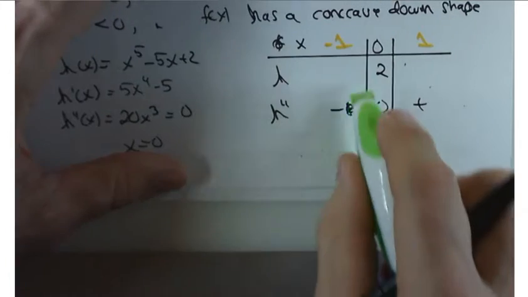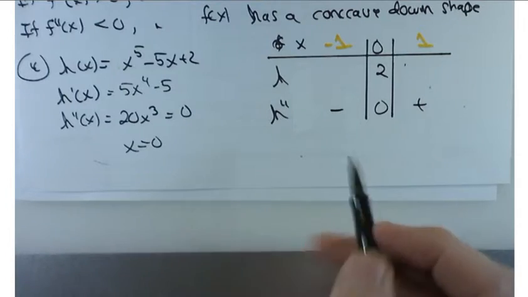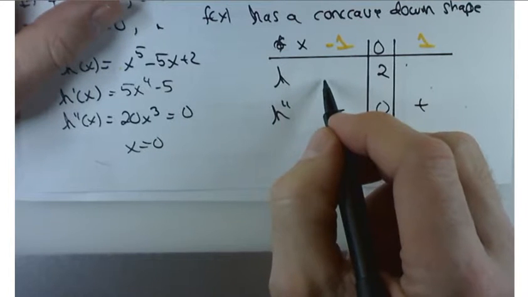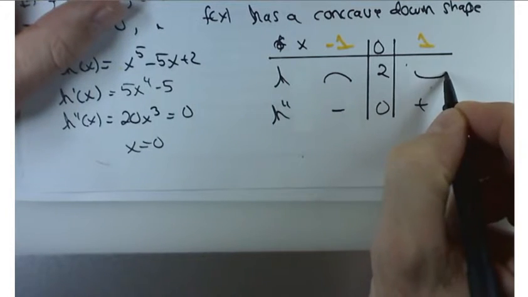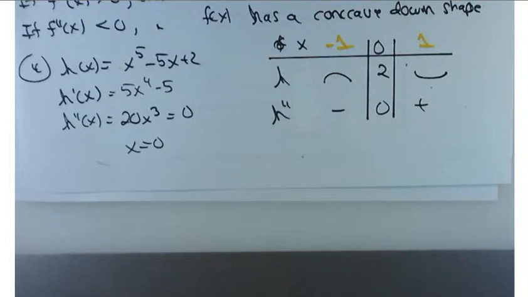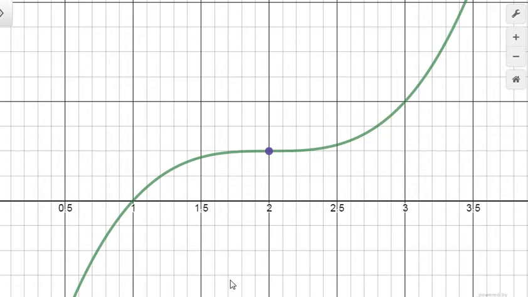Now I'm interested in knowing that they're negative and positive because that tells me about the shape of the function. It's going to be concave down and then concave up. We should see that when you look at the graph. And there's nothing wrong with taking time to verify that. And I'll just take a quick second and verify it using Desmos.